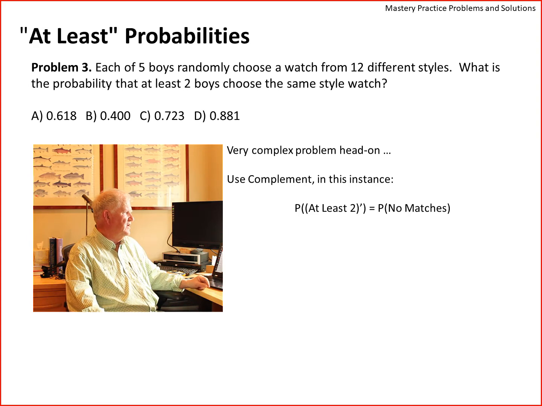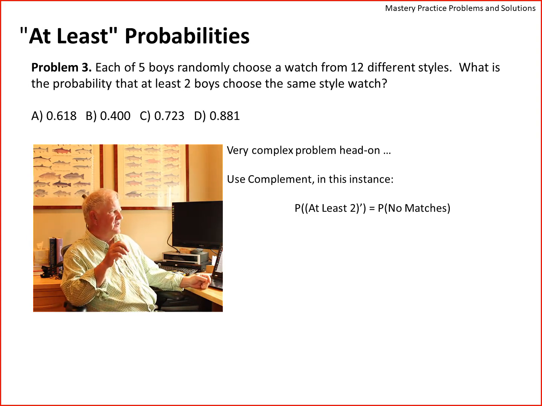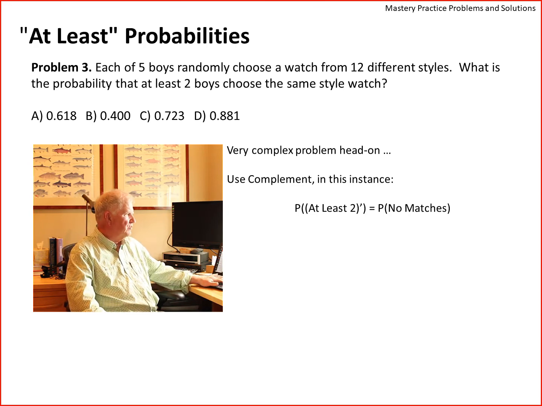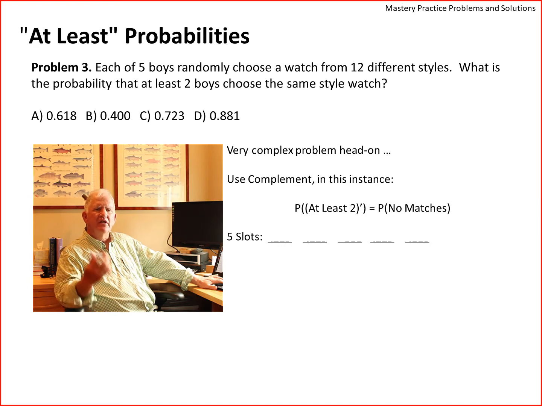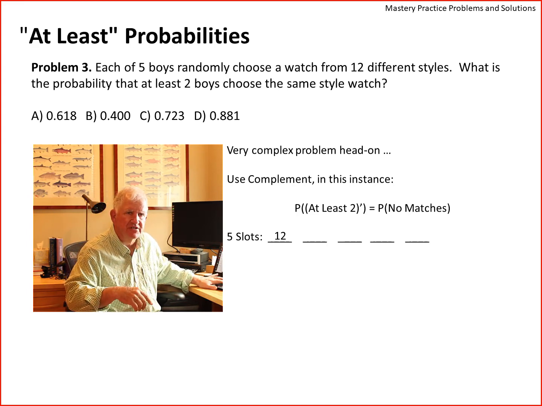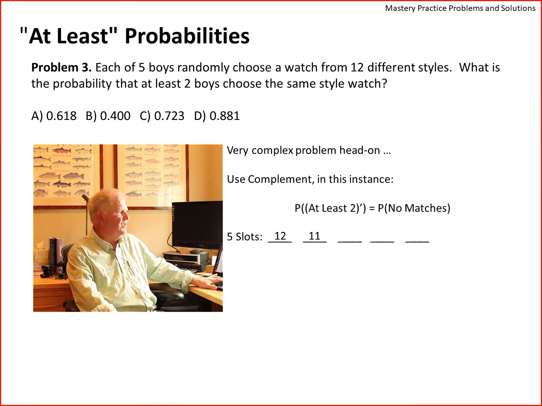So what we're really doing is saying that the complement of at least 2 is not 0 and 1, it's just 0. So can we calculate how it can be that each of these boys picks a watch and none of them match? Here's the way you would do it. Let's just lay down 5 slots. How many ways can that first boy pick a watch out of 12? Well, 12 ways. The second boy then needs to fill the second slot with a watch that does not match. There's 11 of those.